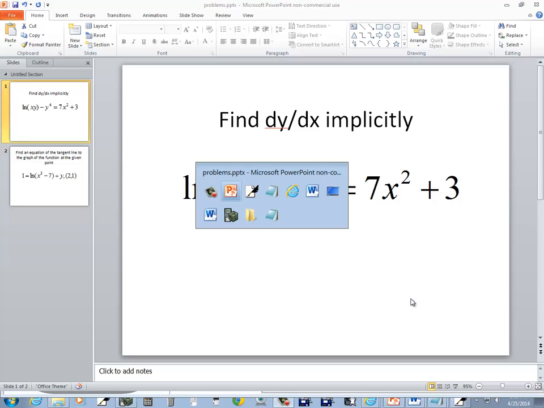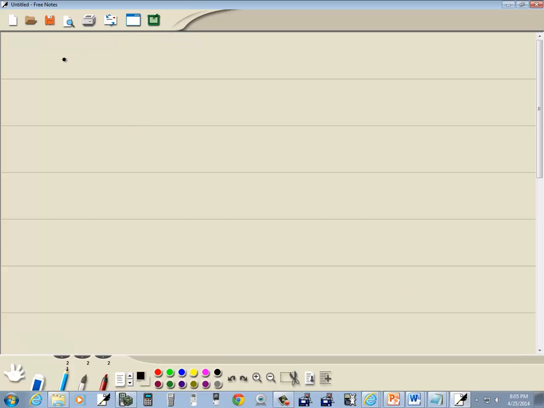Let's take a look at this problem. We got natural log of xy minus y to the fourth equals 7x squared plus 3. And I don't think that's going to work.